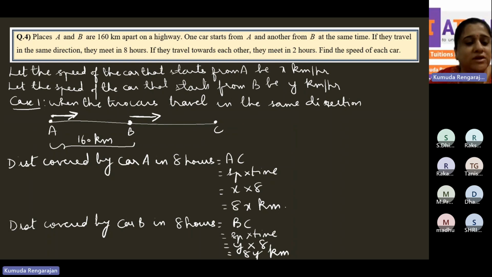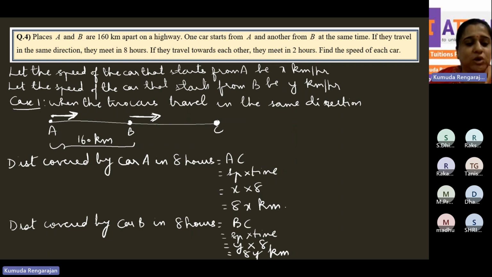So let's assume that the two cars which start from A and B, after 8 hours, meet at C. Car A travels for 8 hours, and car B also travels for 8 hours. They start at the same time, but from two different places. One car starts from A, another from B. They go in the same direction like this, and both travel for 8 hours. At the end of 8 hours, both of them are at the same point C.